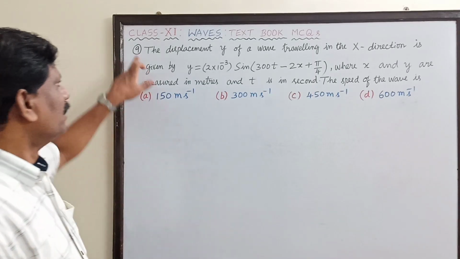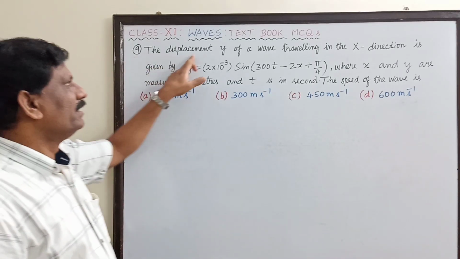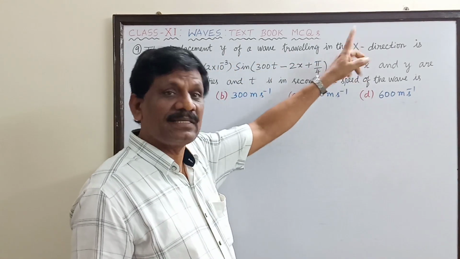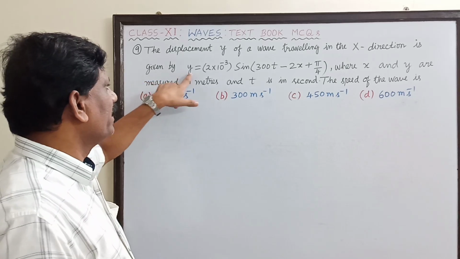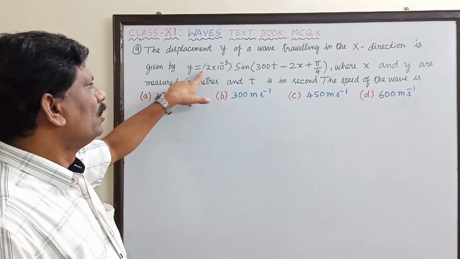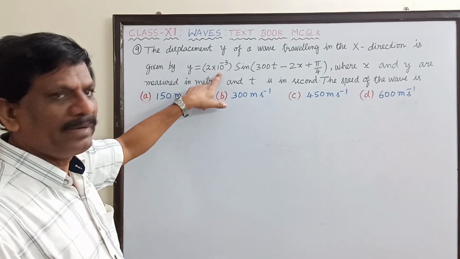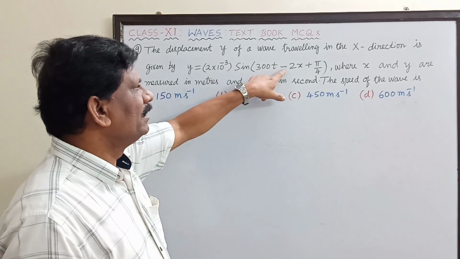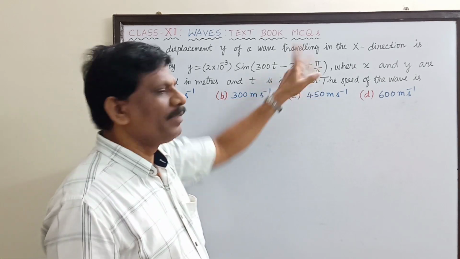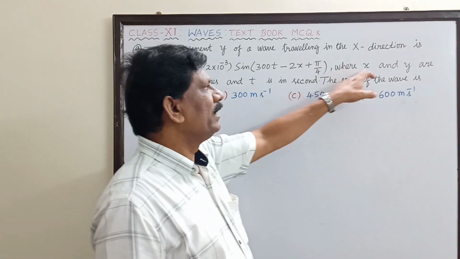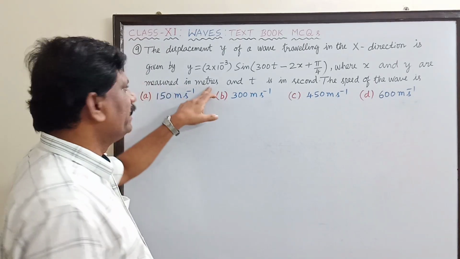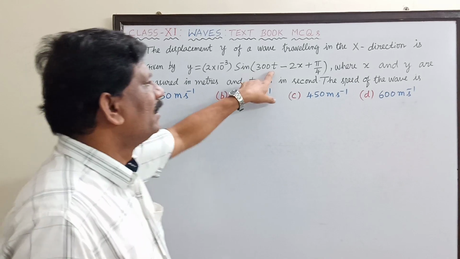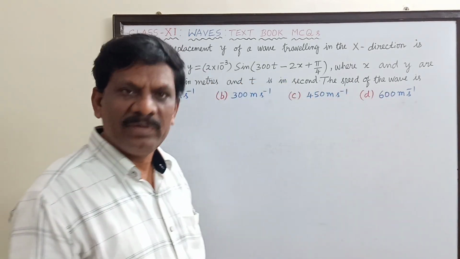Hi students, question number 9. The displacement y of a wave traveling in the x direction is given by y equal to 2 into 10 power minus 3 into sine of (300t minus 2x plus pi by 4), where x and y are measured in meters and t is in seconds. Now the speed of the wave is to be determined.